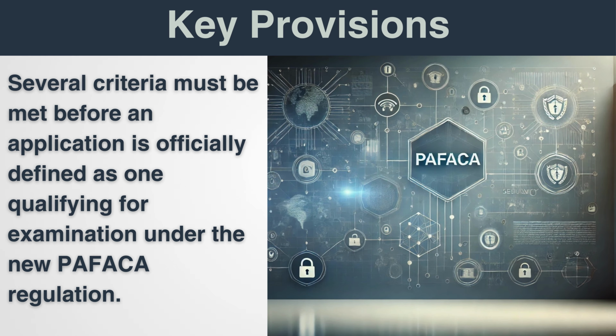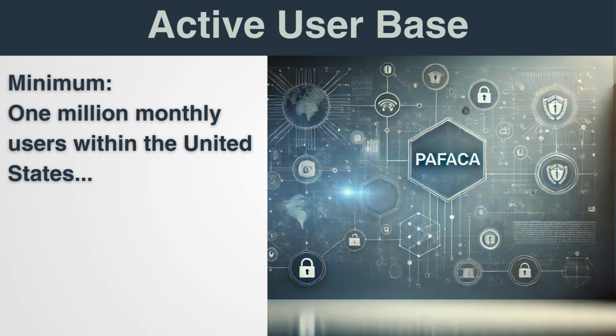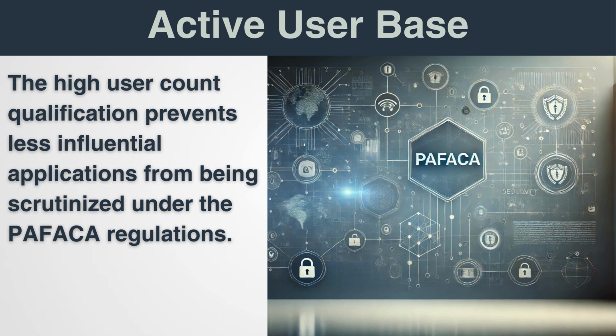To fall under this category, an app must meet several criteria. It must have an active user base. The regulation requires that the application maintain a minimum threshold of 1 million monthly active users within the United States. This quantitative benchmark ensures that only apps with a significant reach and impact on the public are subject to heightened scrutiny.